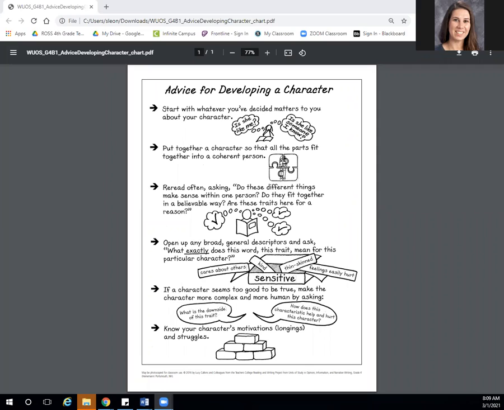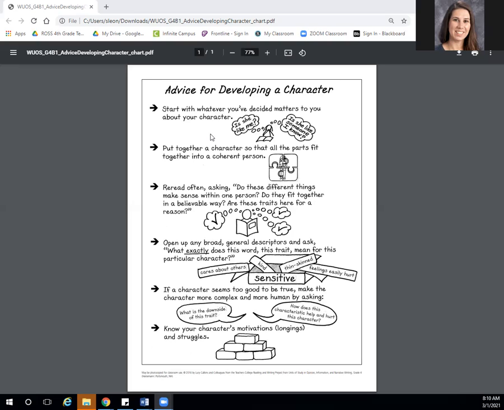Okay, boys and girls, the next step in this whole writing of the historical fiction is advice for developing a character. So you need to decide whatever you've decided matters to you about your character. Is he or she like me, or is he or she like somebody I know? And you can think about the people that we've learned about during this time period and think about their characteristics. You can put together a character so all the parts fit together to make a real type person. So that way it makes sense and it's not ridiculous.